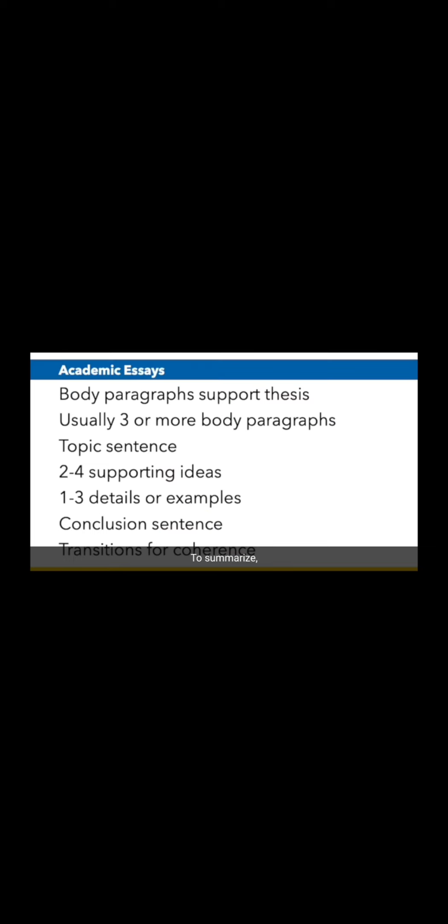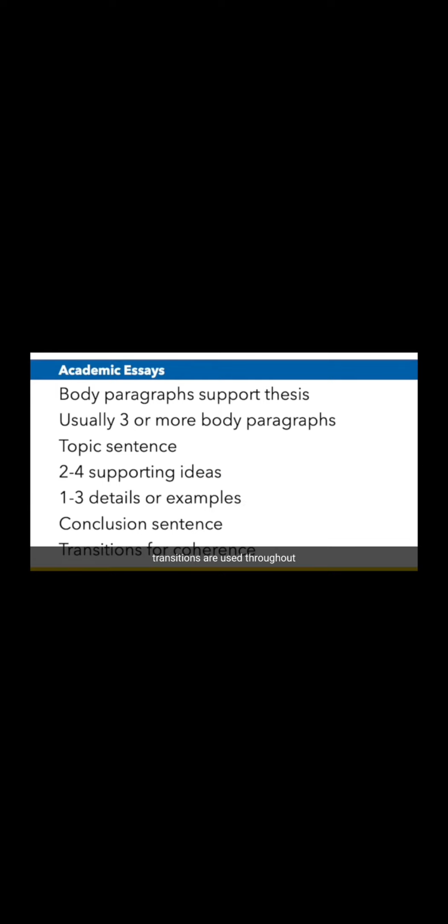To summarize, your typical academic essay has a thesis in the introduction, followed by body paragraphs, usually 3 or more. Each body paragraph has a topic sentence with 2 to 4 supporting ideas, and each supporting idea is explained with 1 to 3 details to be specific. Each paragraph has a conclusion sentence, and transitions are used throughout the essay to give coherence.